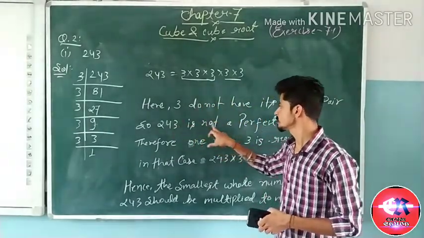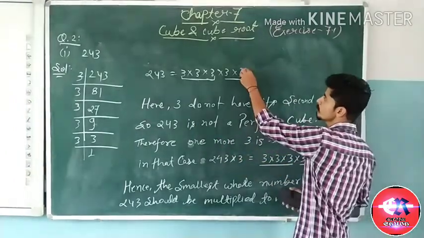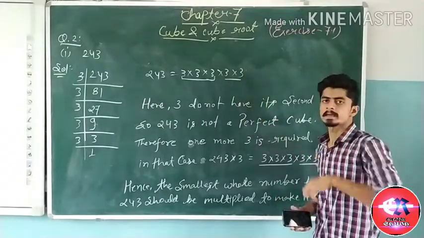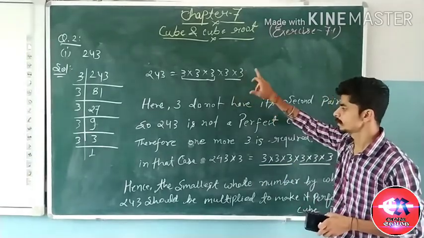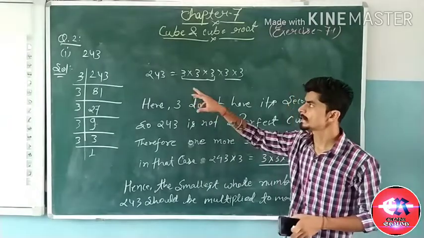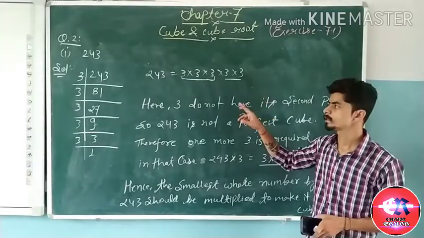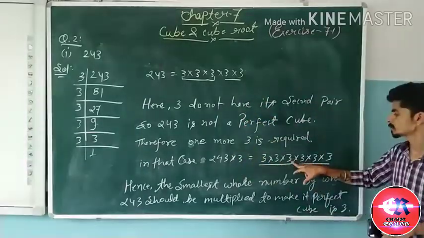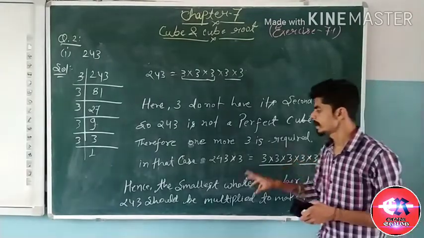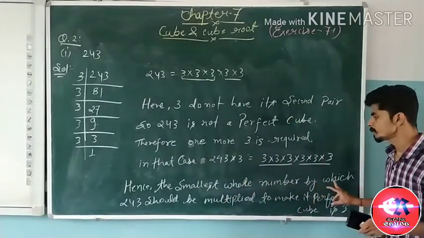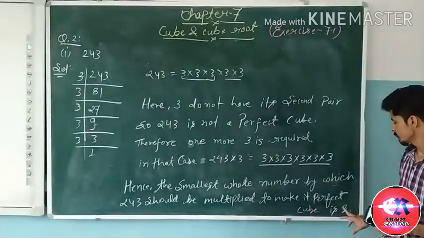So 243 is not a perfect cube. Therefore one more 3 is required. If there is one more 3, it will be repeated 3 times here also and make a group. So if we multiply 243 by 3, one more division by 3 will be possible. So we get 3 into 3, 6 times, which can make 2 groups. Hence the smallest whole number by which 243 should be multiplied to make a perfect cube is 3.